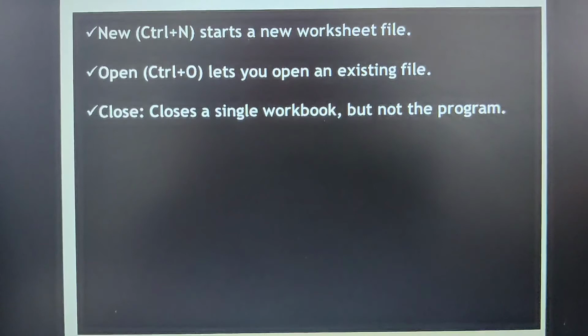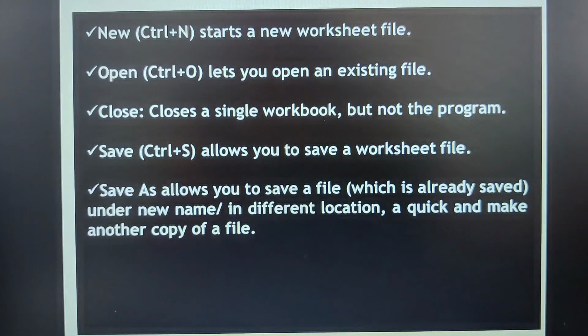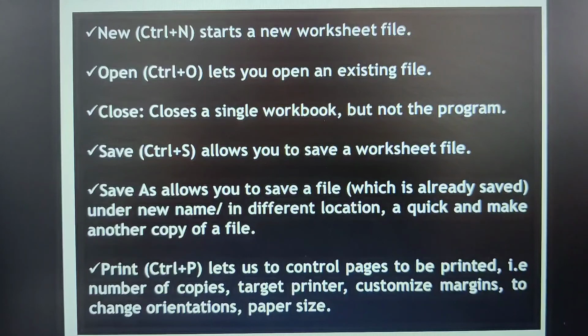The shortcut key to open a new Excel file is Ctrl+N. To open an existing file, it is Ctrl+O. To close, we have an X mark here. The X mark will close the current single workbook, not the other workbooks. Suppose you have 4 to 5 workbooks open, the current one will get closed. Save is Ctrl+S. Save As, with a different location or a different name, will create a copy. The shortcut key for print is Ctrl+P, which will help you to choose a different target printer.